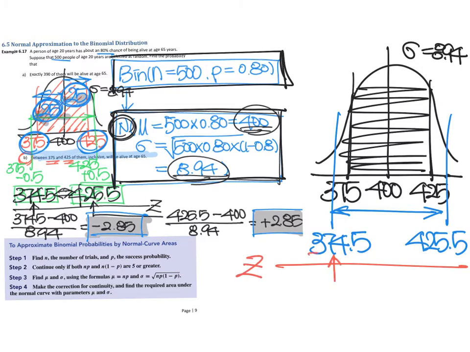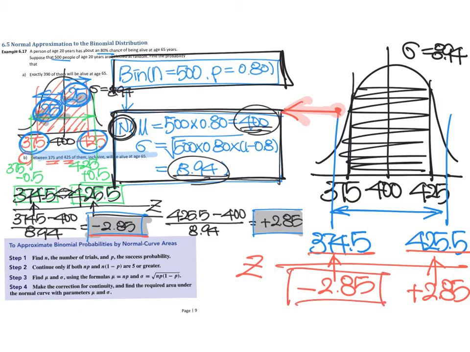And then now we take the two z-scores. At 374.5 was negative 2.85, and the other one at 425.5 was positive 2.85. Then now we are going to take two probabilities here. It's less than negative 2.85, and also the other, the left-hand side probability less than positive 2.85 from the z-table.